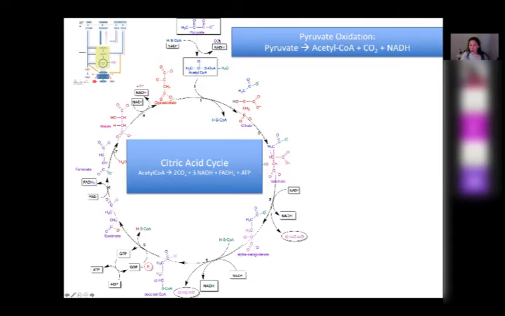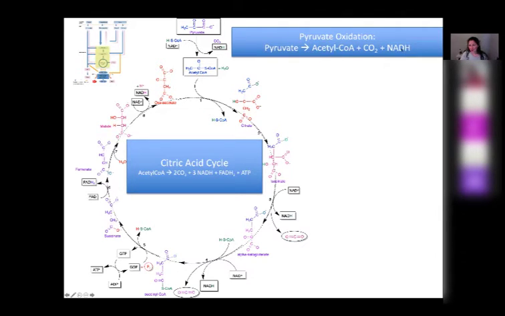We kick out a carbon dioxide molecule. That carbon dioxide comes from right here. And the 2-carbon piece from pyruvate ends up on the coenzyme A molecule, and it's called acetyl-CoA. And in that process, we also produce NADH for each pyruvate. So for each pyruvate that goes through this oxidation, we get 1 acetyl-CoA, carbon dioxide, and an NADH.